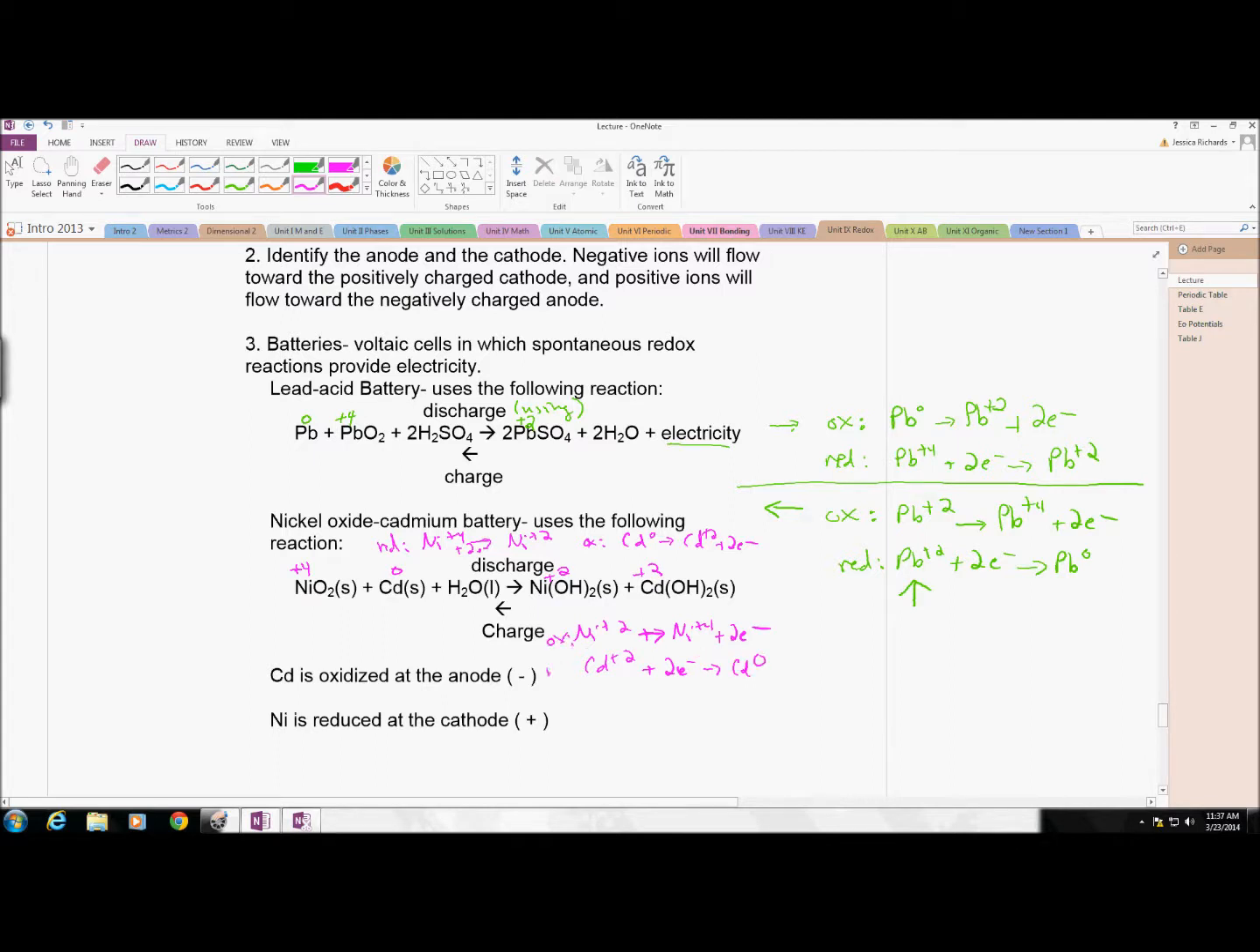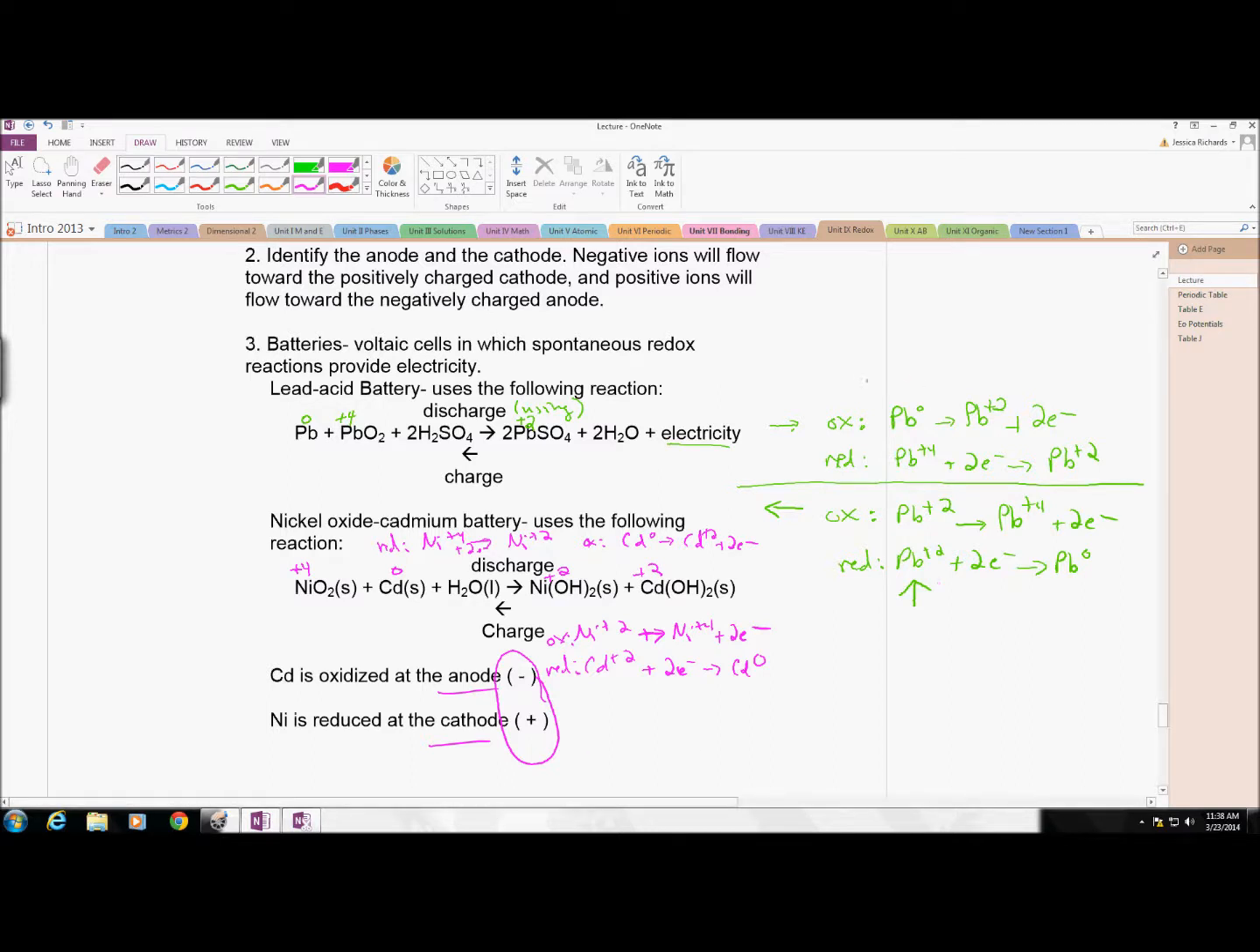Oxidation is a loss and reduction is a gain. What's reduced in the forward is oxidized in the reverse. What's oxidized in the forward is reduced in the reverse. When you look at a battery and you see the little positive and negatives on the ends of them, those are telling you which one's the anode and which is the cathode.